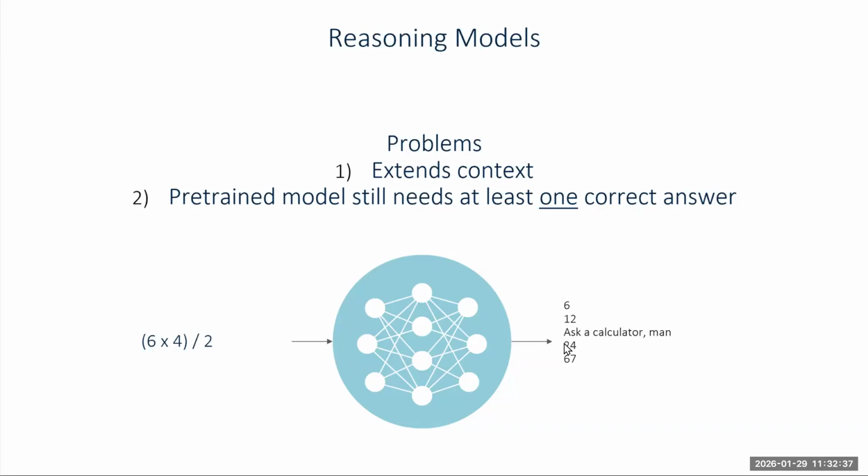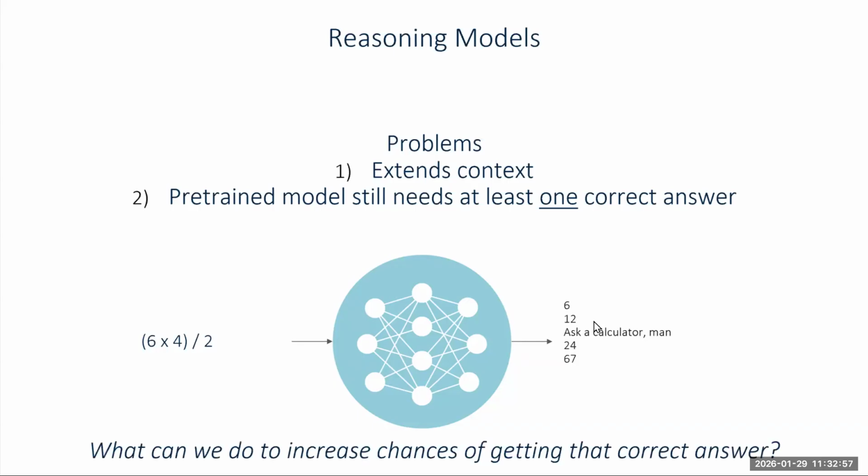But it relies on a pre-trained model. And so the thought here is that if I'm going to get a successful post-training RL run, my base model needs to at least be able to get that answer correct once for a reward. In absence of that one correct answer, then it's not much that you can do there. What can we do to increase the chances of getting that correct answer?